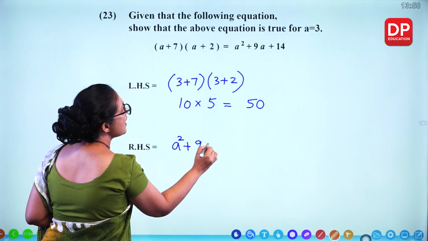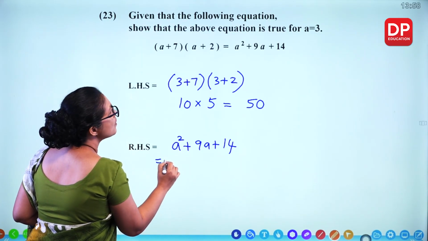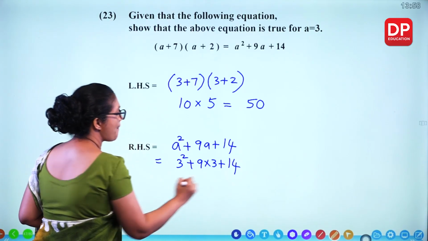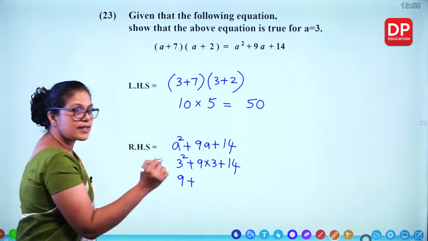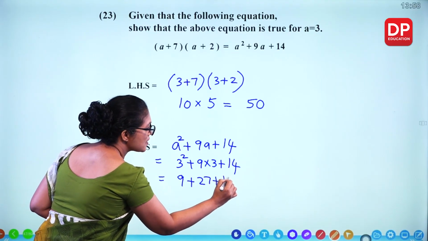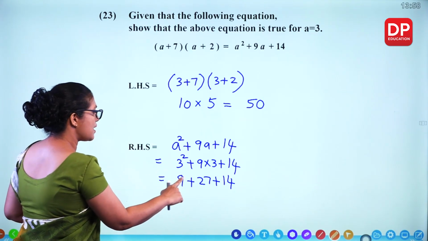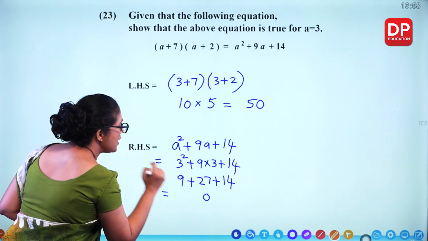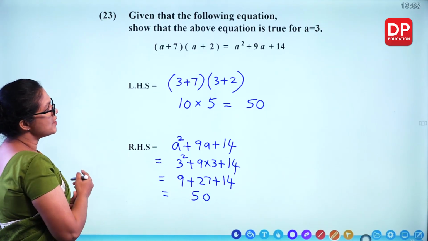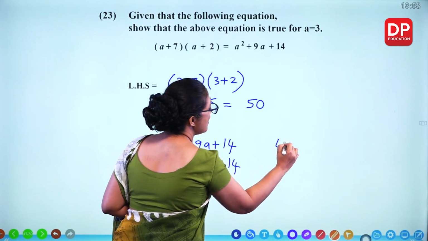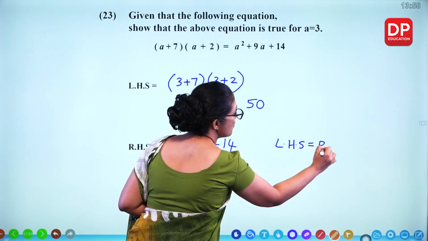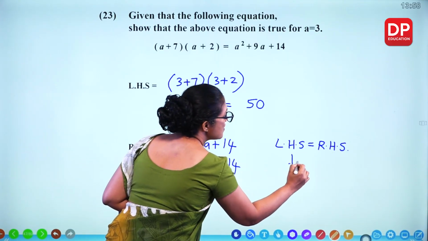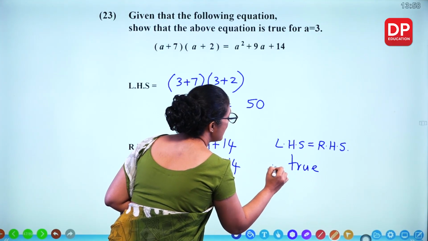Now we'll take the right hand side and substitute. a squared plus 9a plus 14. a equals 3. 3 squared, 9 times 3 plus 14. 9 times 3, 27 plus 14. What's the value? 9 plus 27 plus 14 is 50. So that's also 50. So you can say this is equal. So left hand side is equal to right hand side, and therefore it's true.